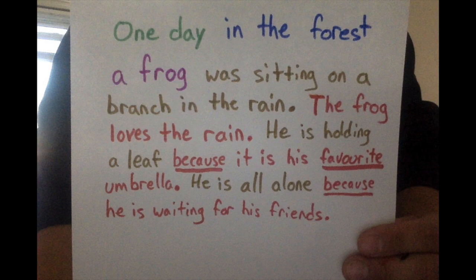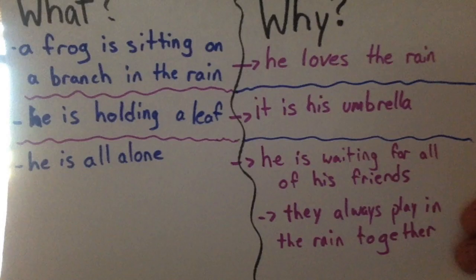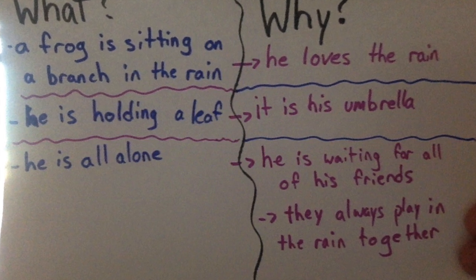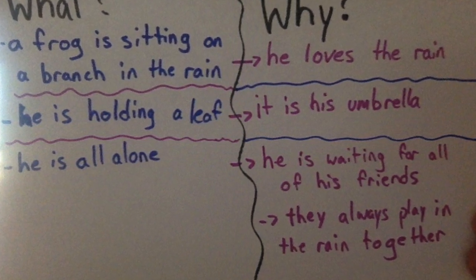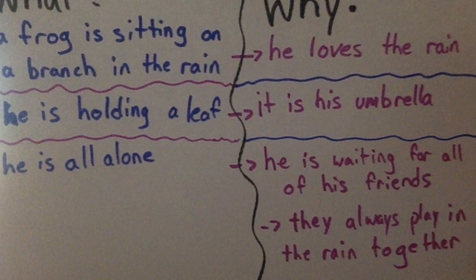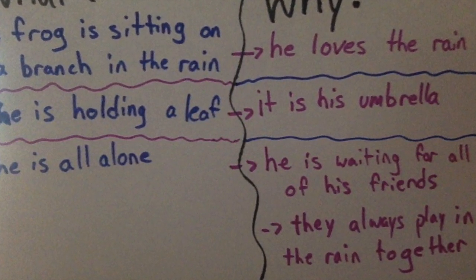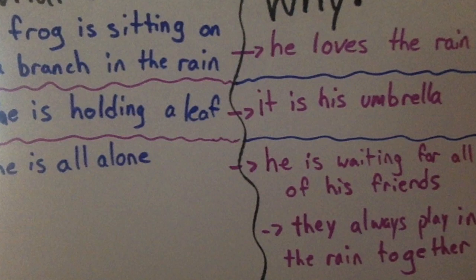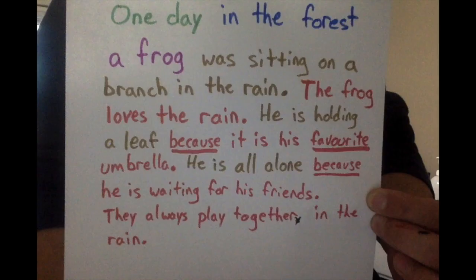He is all alone because he is waiting for his friends sounds like it makes sense to me, so I'm going to go with that. Now my 5W chart has one more detail left. It says in the last bottom part of the why there that they always play together in the rain. And I think that's a nice way to end my story. It's all on its own, so it's going to get its very own sentence at the bottom.